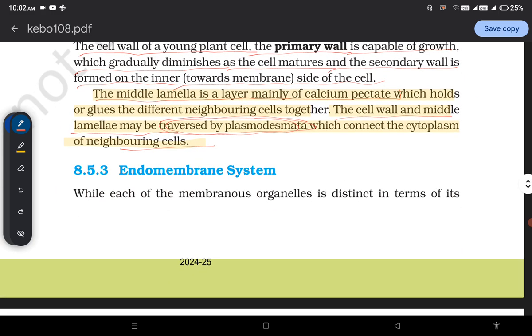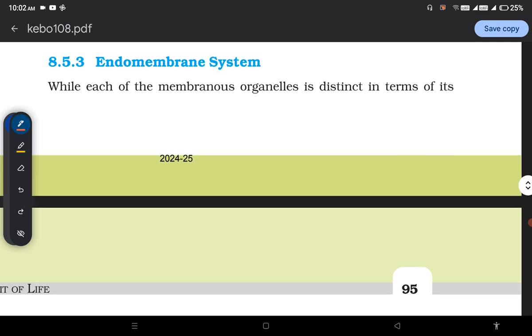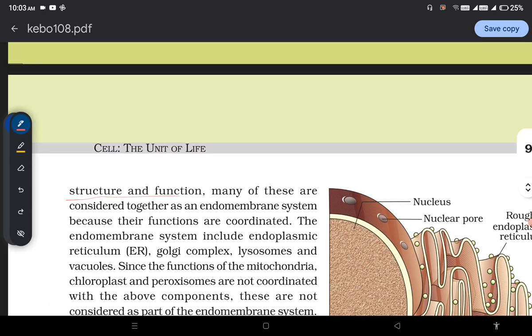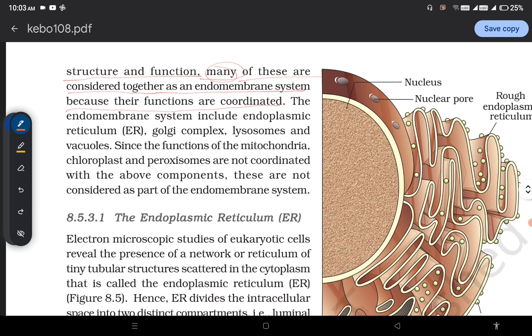Okay, endoplasmic reticulum. While each of the membrane bound organelles is distinct in terms of its structure and function, many of these are considered together as the endomembrane system because their functions are coordinated. The endomembrane system includes the endoplasmic reticulum, Golgi complex, lysosomes and vacuoles. Since the functions of mitochondria, chloroplasts and peroxisomes are not coordinated with the above components, these are not considered as part of the endomembrane system.